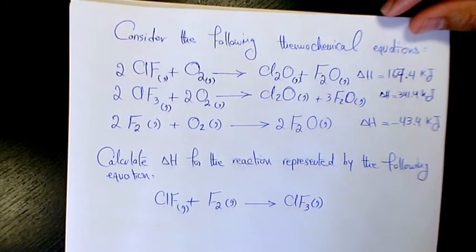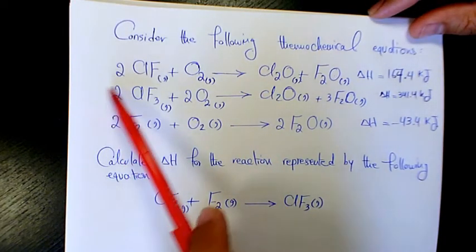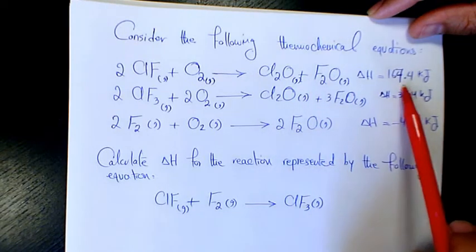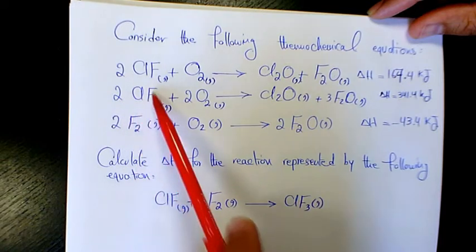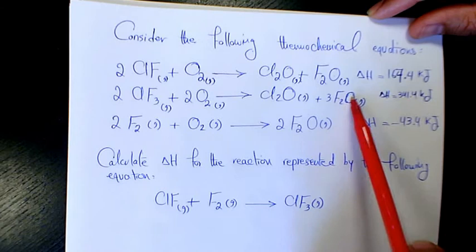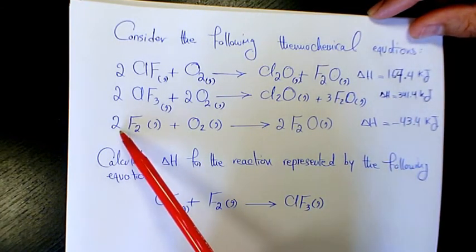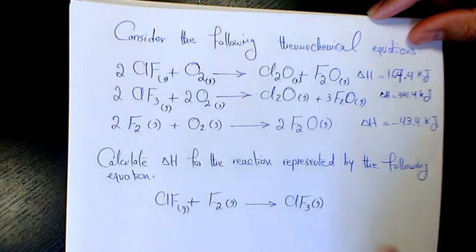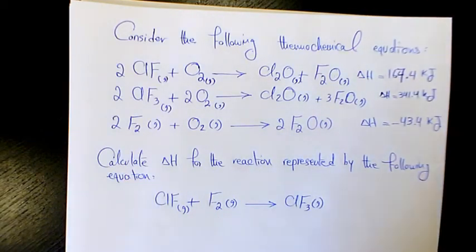Now let's look at this example. Consider the following thermochemical equations. We have 3 equations here. 2ClF plus O2 is going to give us Cl2O plus F2O. We have the delta H 167.4 kilojoule. 2ClF3 plus 2O2 is going to give us Cl2O plus 3F2O, delta H equals 341.4 kilojoule. And the third one is 2F2 plus O2 is going to give us 2F2O, and delta H is negative 43.4. Calculate delta H for the reaction represented by the following.